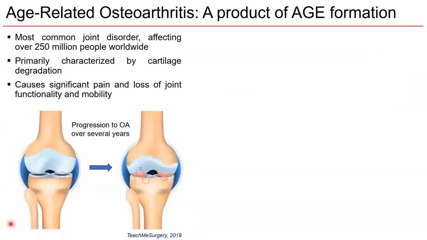Osteoarthritis, or OA, is an extremely prevalent and debilitating disease of the joints that is primarily characterized by the degradation of articular cartilage, found at the ends of long bones in load-bearing joints of the body, resulting in significant pain and loss of joint functionality.